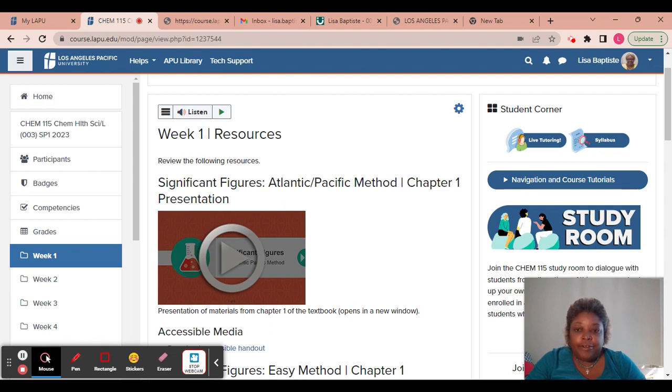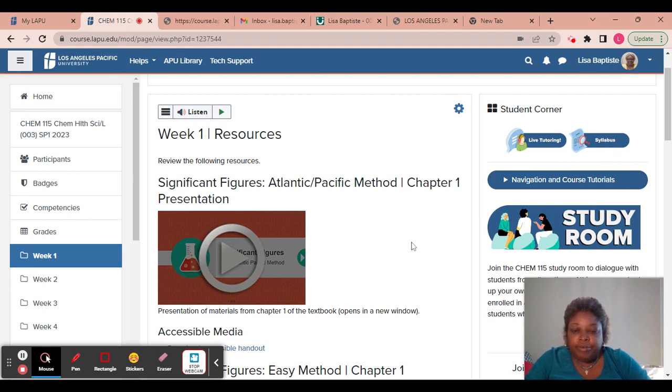The midterm will cover weeks 1, 2, 3, and 4, and then the final will cover weeks 5, 6, 7, and 8. One of the best ways to prepare for this midterm as well as the final is the resources. Each week, you're given resources. This is the week 1 resources.